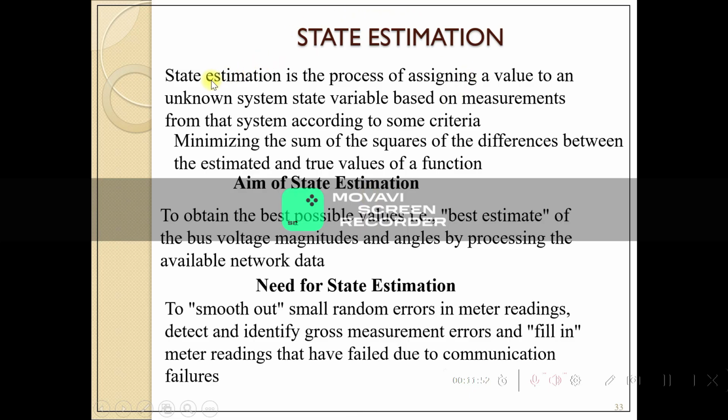State estimation. State estimation is the process of assigning a value to an unknown system state variable based on measurements from the system according to some criteria. The aim is to obtain the best possible values. The need for state estimation is to smooth out small random errors in meter readings, and detect and identify gross measurement errors.